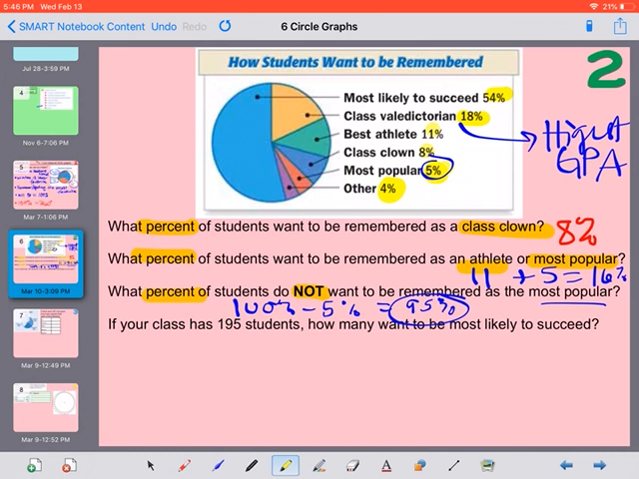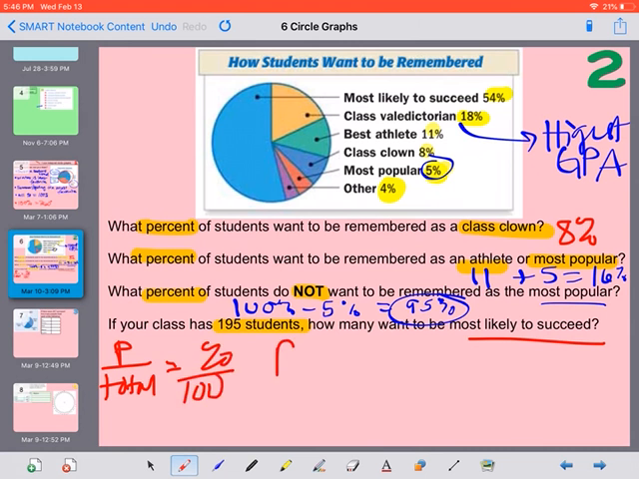And the last one, this one's a little bit more in depth. It says, if your class has 195 students, meaning your whole class, like the 7th grade, how many want to be remembered as most likely to succeed? This is a problem where you can set up a proportion or use a percent equation. So part out of total equals percent out of 100, or part equals total times the percent as a decimal. We know there's a total of 195 students surveyed. And we know most likely to succeed was 54%.